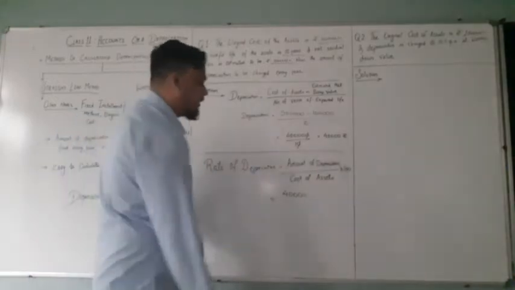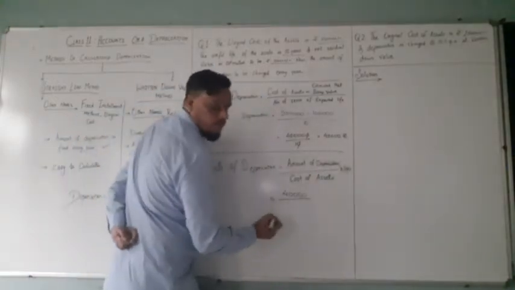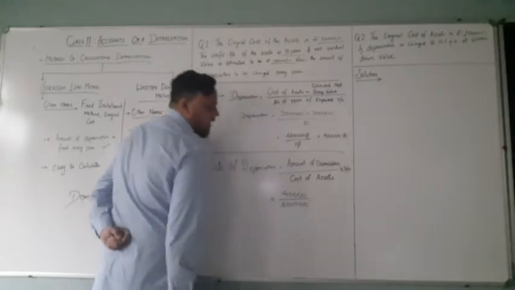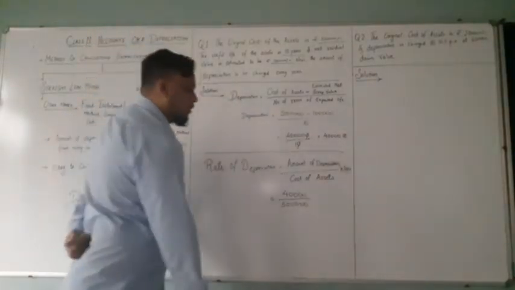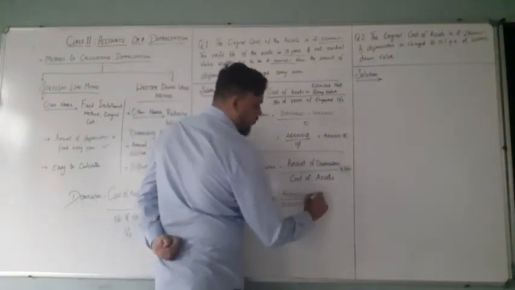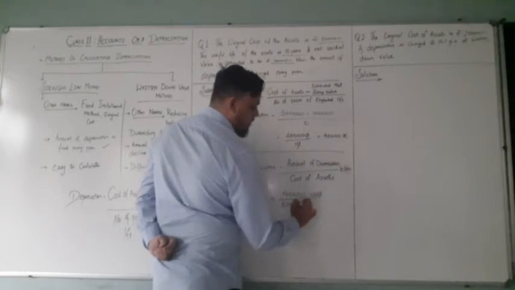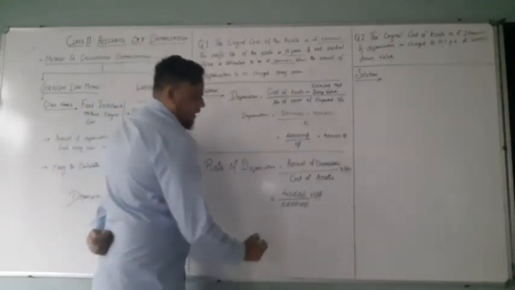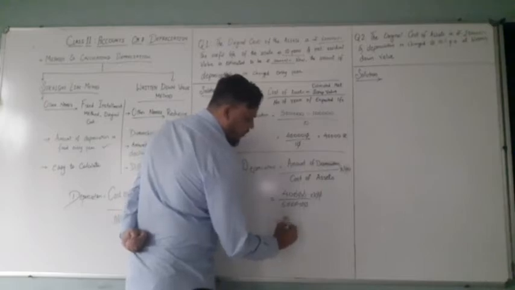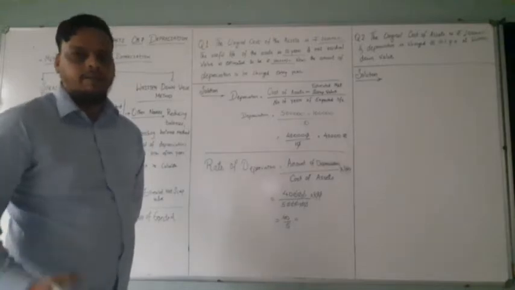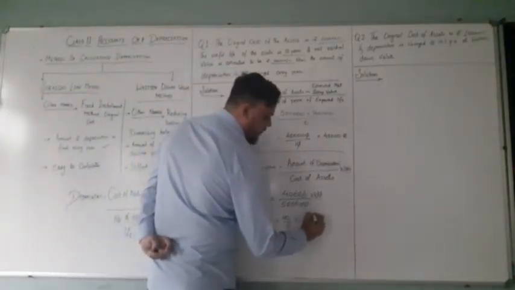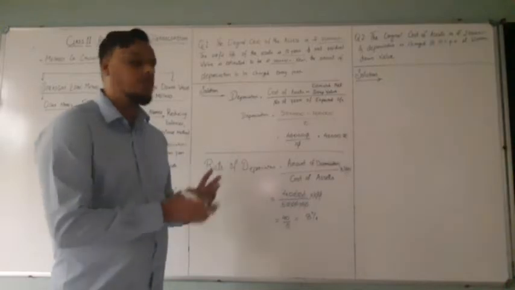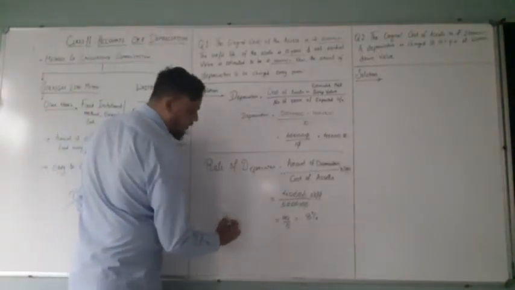How will the rate be calculated? Just look into it. 40,000. Cost of assets is 5 lakh. We can do a cancellation over here. Into 100 is also being left. 0 cancel, 0 cancel, 0 cancel, 0 cancel. Then we have the remaining part as 40 upon 5. As you know the table better than me, it will be 8%. The rate of depreciation to be charged every year is 8%. So this is considered the rate of depreciation.